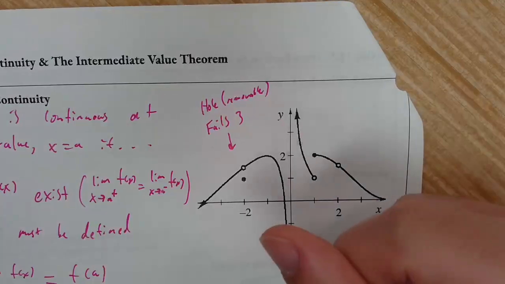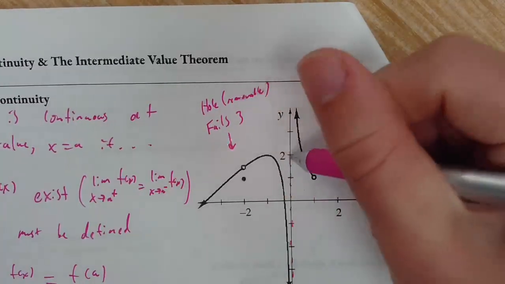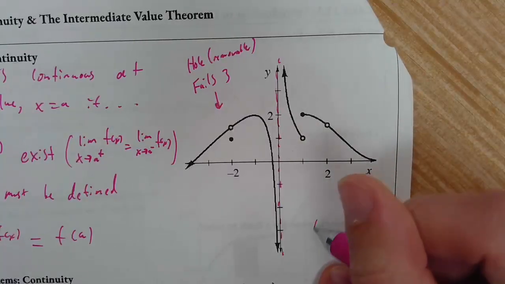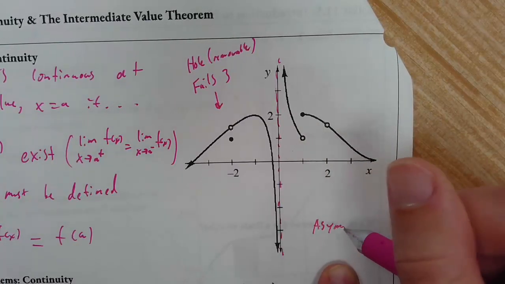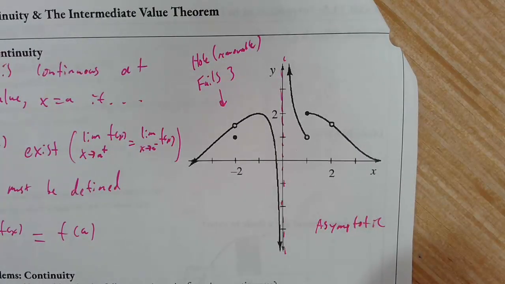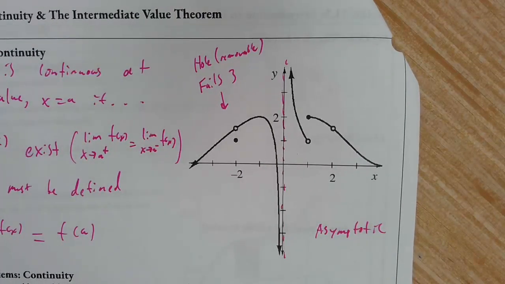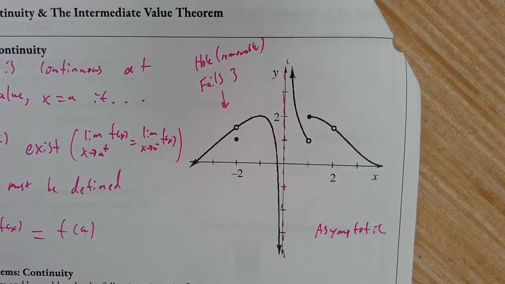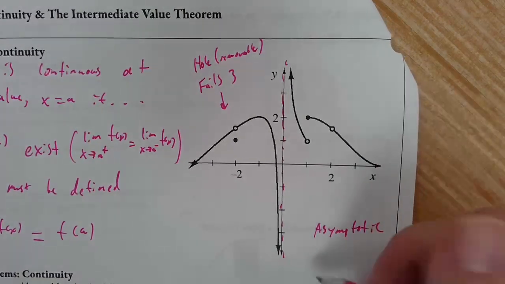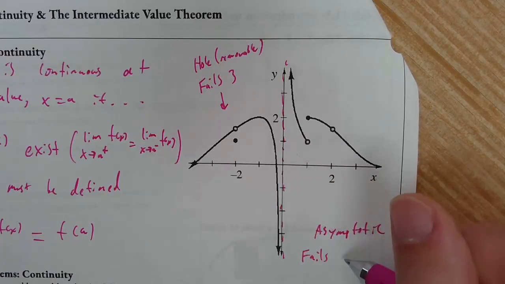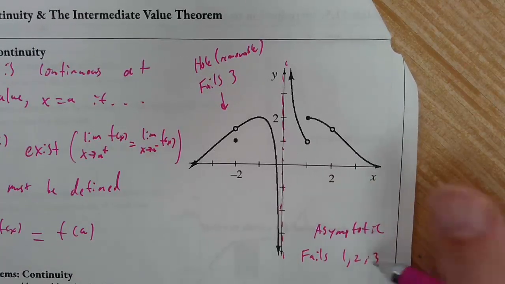This one right here, do you remember what this is called? We have here a vertical asymptote. So this is called an asymptote discontinuity or asymptotic. So what does this fail? Does it have a limit? No. So it fails 1. Is it defined? And so does the non-existent limit equal being undefined? No, right? So it fails all. So it fails 1, 2, 3.